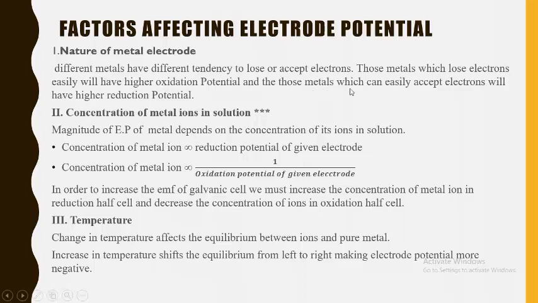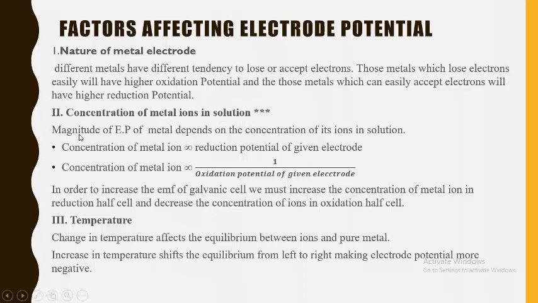And those metals which can easily accept electrons will have higher reduction potential. Reduction means to gain electrons, oxidation means to lose electrons. So those having a higher tendency to lose electrons will have a higher oxidation potential, and those metals which can easily accept electrons will have higher reduction potential. Concentration of metal ions in solution, this is important.